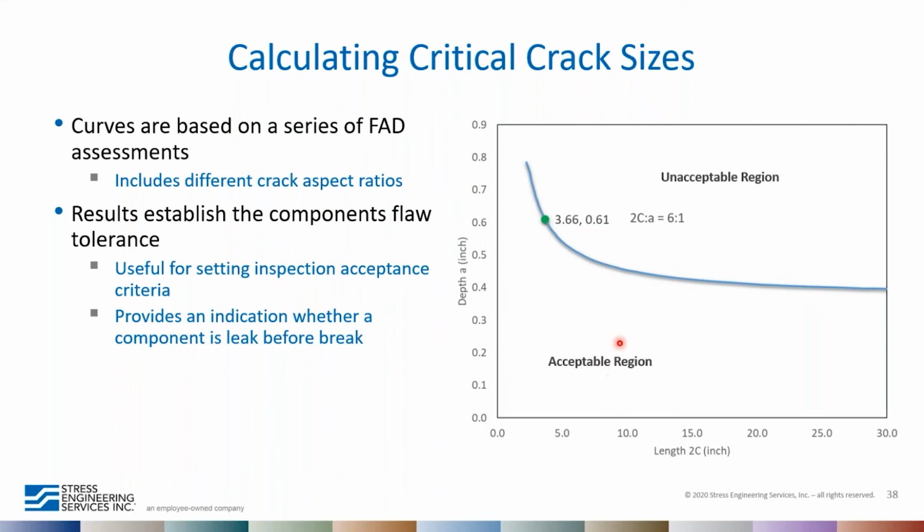It's also possible, as we look at this curve, we'll see that as the length of the crack decreases, the allowable depth is actually increasing. And eventually we'll get to the point where the crack goes through wall and is still stable. And that's considered a leak before break condition. So typically that's a preferred mode of failure because it's possible to detect the leak before the crack becomes critical, and therefore you can do something about it.